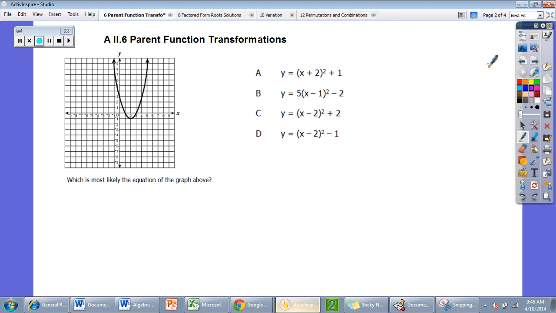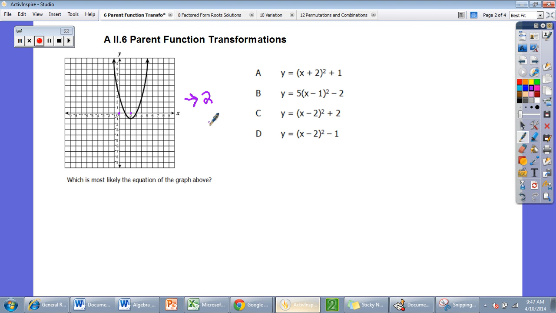So the first example we're going to look at here is which is most likely the equation of the graph above. So this is a quadratic. The first thing I always look at is my left or right. So I see that it normally starts off intersecting at the origin. So that's something that you should know. Where does it normally start? And I see that it's been shifted to the left, or excuse me, to the right, 2 units. So I'm going this way 2 units.